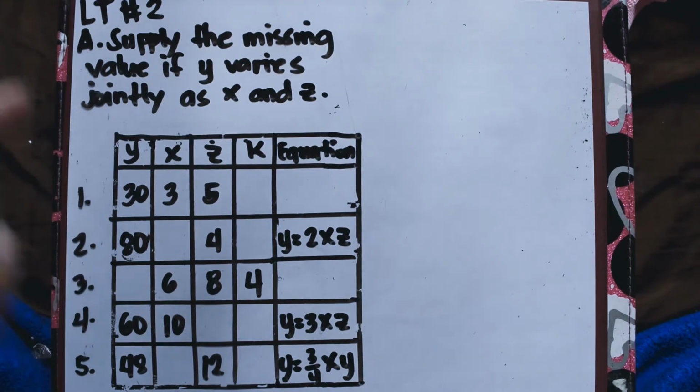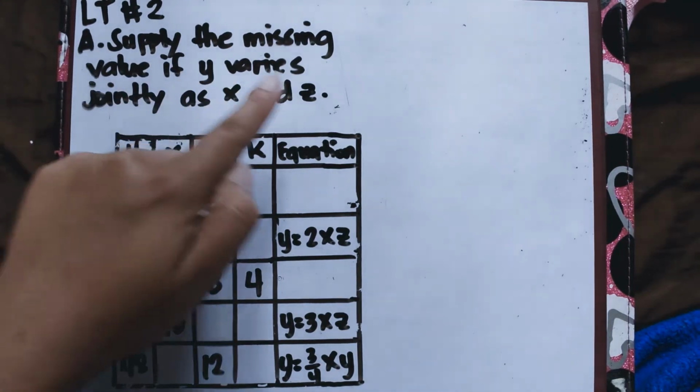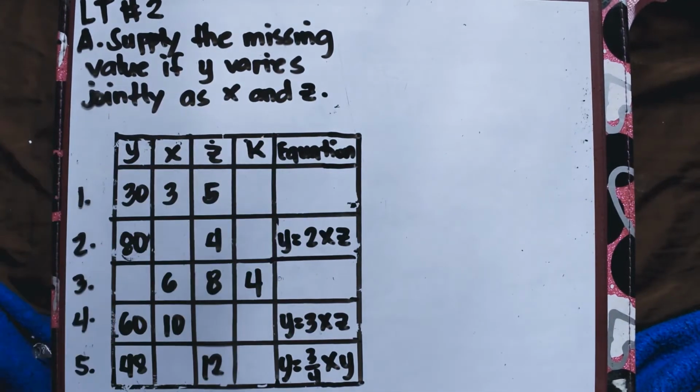Okay, so eto na po yung ating learning task number 2. Sa letter A muna tayo in your module. So sabi dyan, supply the missing value if y varies jointly as x and z. So eto po yung table sa inyong module, pwede nyong i-check. And then sasagutan natin yan one by one.